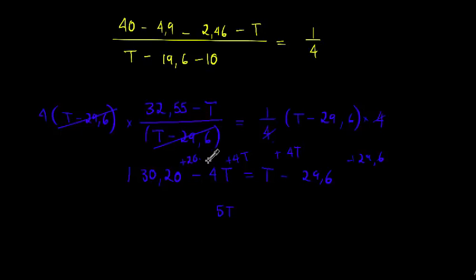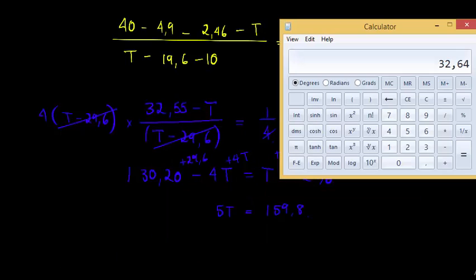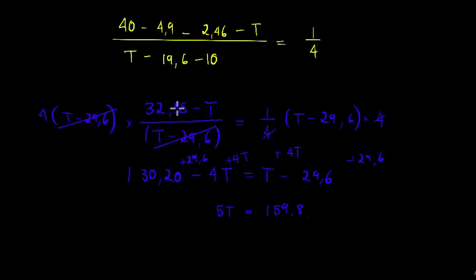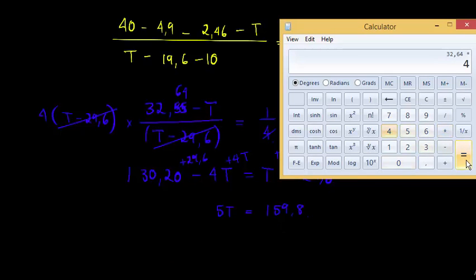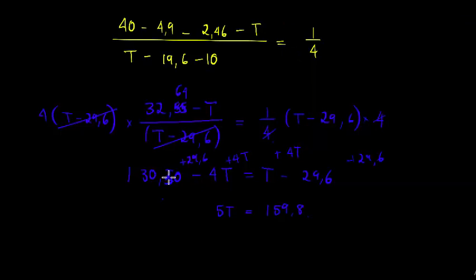Why aren't you working? 29.6 on both sides. I get 5t is equal to 159.8. Again, I did try this before and this doesn't look familiar, so I just quickly tested and I see I made a mistake here. This should be 32.64. 32.64 times 4 is equal to 130.56. So this is 130.56. Small errors, but I mean that makes a difference in the end.